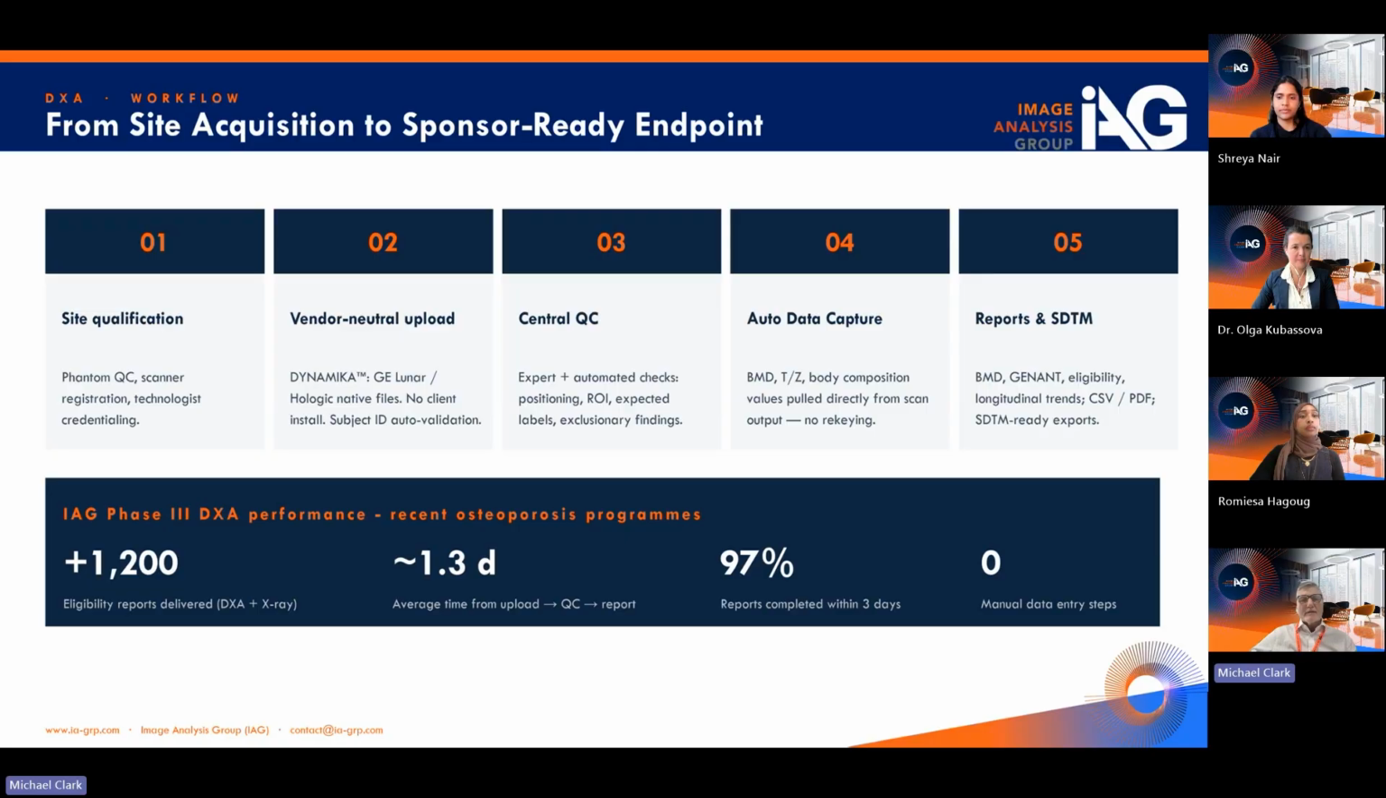And then we can print reports that not only include the BMD. So in an osteoporosis trial, you might have T-score and GENANT combined eligibility. So IAG can do both of those, BMD, T-score, and GENANT, within 3 days, less than 3 days. So our average is 1 to 3 days, 97% less than 3 days. And this is based on a large phase 3 osteoporosis trial that we just completed with 1,200 eligibility scans, and the drug has been approved in the EMA and Japan.